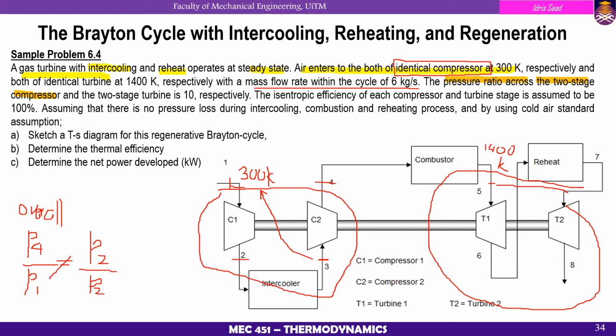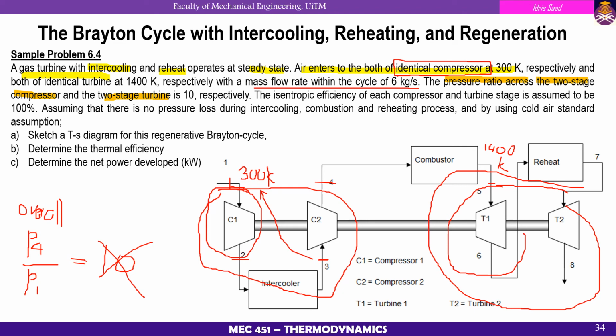That is the meaning of the pressure ratio across the two-stage compressor and two-stage turbine, and the value is equal to 10. So what is given here is P4 over P1, the overall pressure ratio, equal to 10. For the isentropic compression and expansion, we cannot use the value of 10. We have to calculate each compressor, that means P2 over P1 as well as P5 over P6. I will show you how to do it.